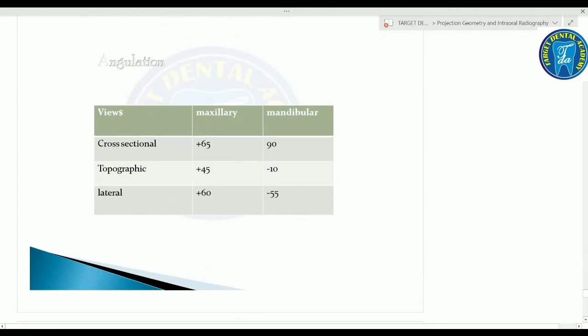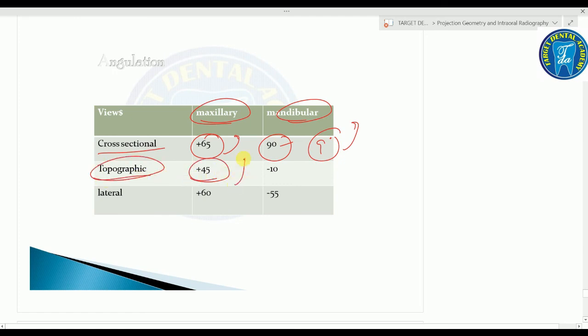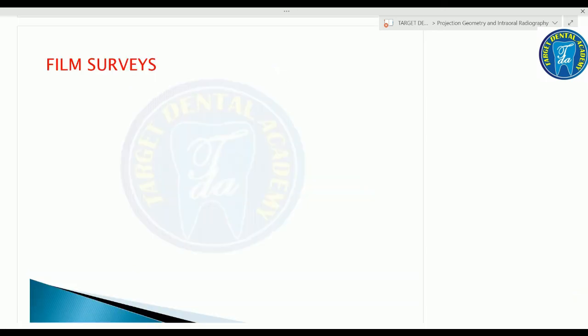So the angulation for the maxillary and the mandibular: in the cross-sectional, it is +65 for the maxillary and 9 degrees for the mandibular. Topographic, +45 for the maxillary, -10 for the mandibular. Lateral, +60 for the maxillary and -55 for the mandibular. Now coming on to the film surveys.